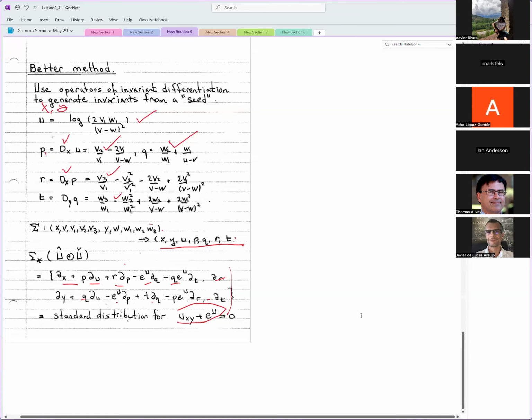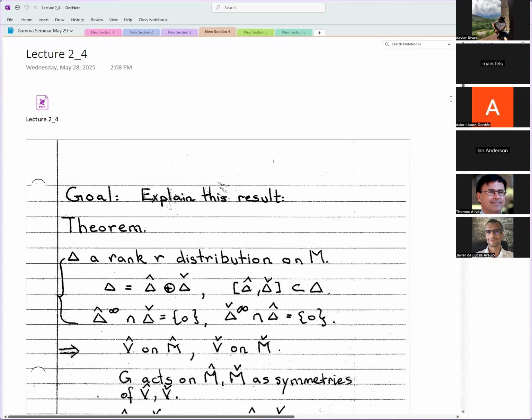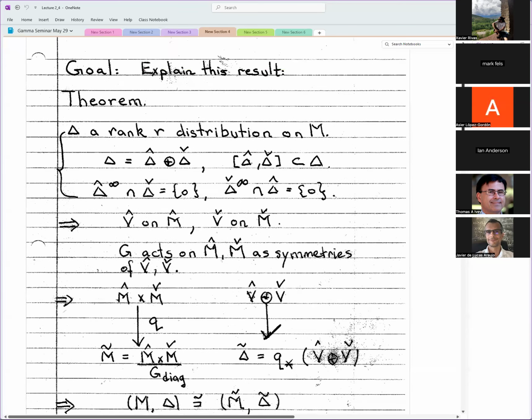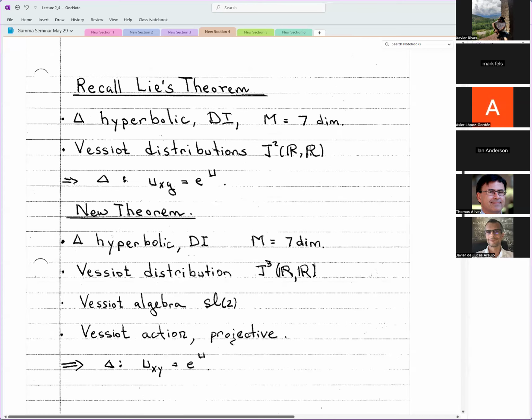Okay, so let's see. I think we're done. We've explained every single step in our theorem. I think I just have a couple of remarks to make, and then we're done.